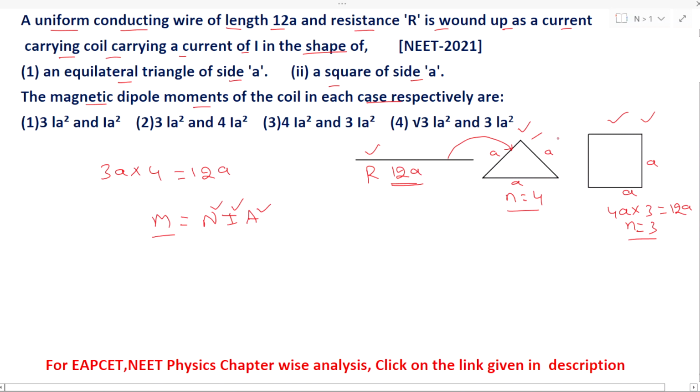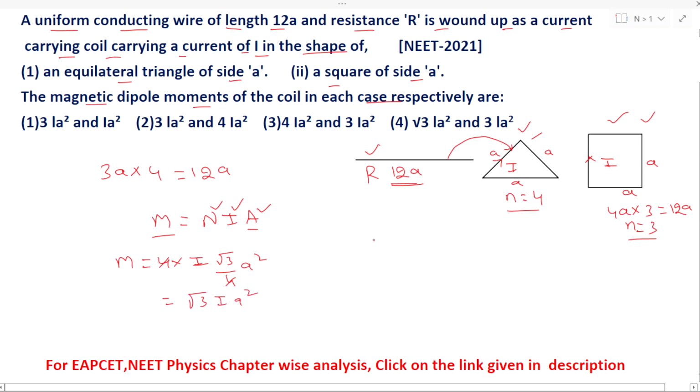Now let us think in terms of the equilateral triangle. The magnetic moment associated with the equilateral triangle is M equal to number of turns 4 into current flowing through the coil, he gave it as I. So I current is flowing through the coil. A is the area of the equilateral triangle, that is root 3 by 4 A square. This will get cancelled. That is equal to root 3 I A square.